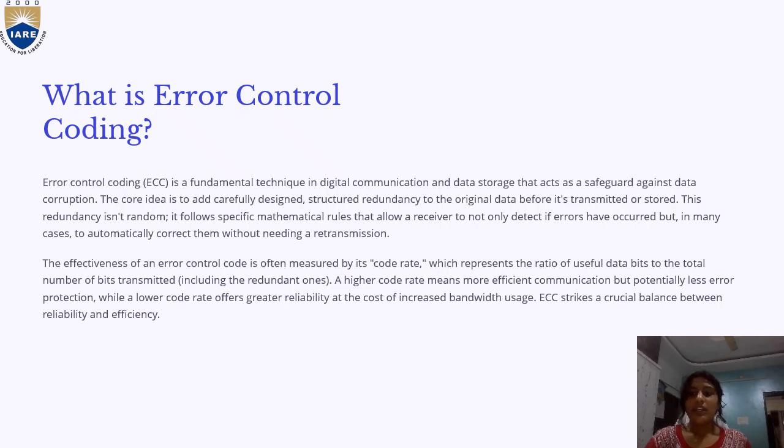The key metric here is the code rate, which is the ratio of useful data to total transmitted data. A higher code rate means efficiency but less error protection. A lower code rate means stronger protection but more bandwidth usage. ECC, or error control coding, strikes a balance between reliability and efficiency.